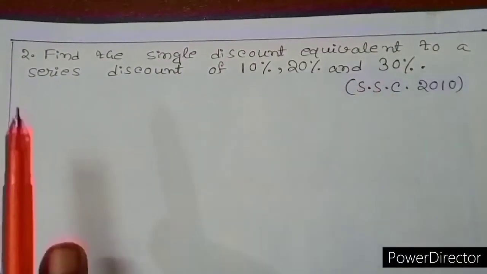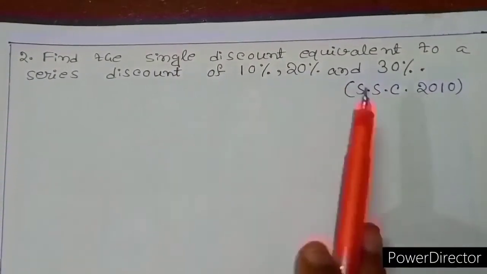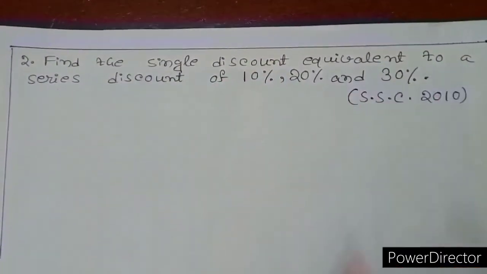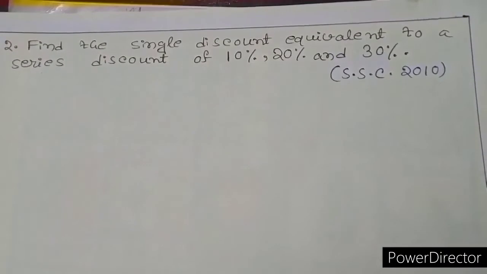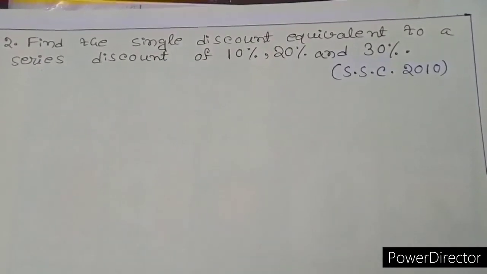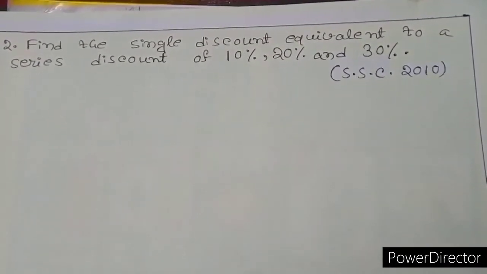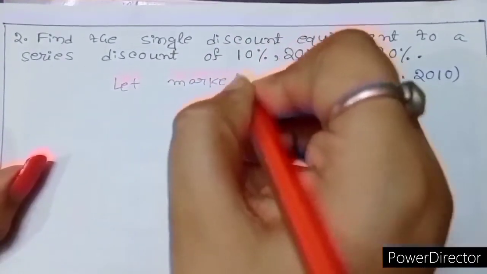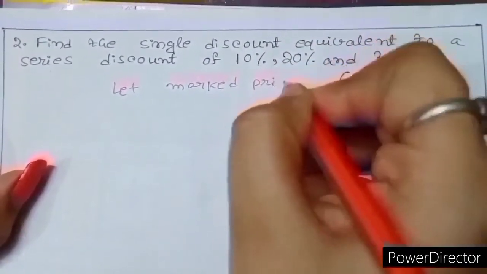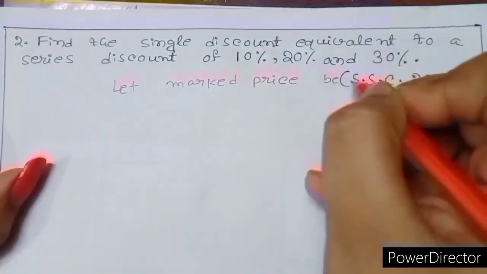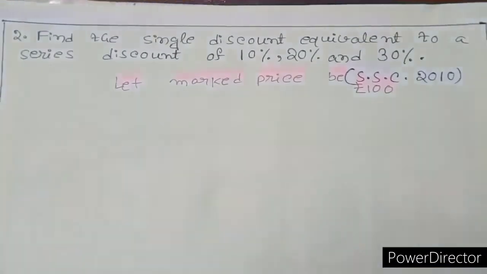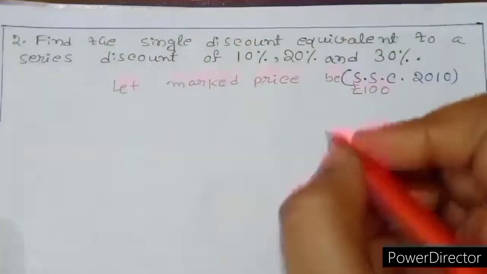Find the single discount equivalent to a series discount of 10%, 20% and 30%. First 10%, then 20%, then 30%. If total is 100%, then after discount it's 100 minus 10 equals 90%. Let marked price be 100. We assume marked price be 100.